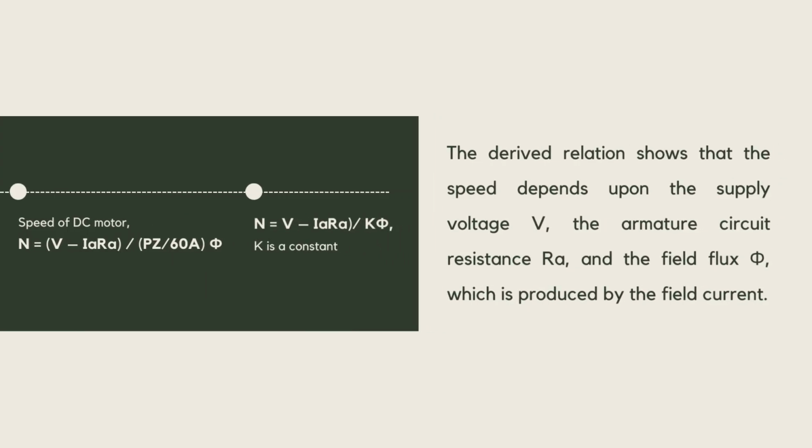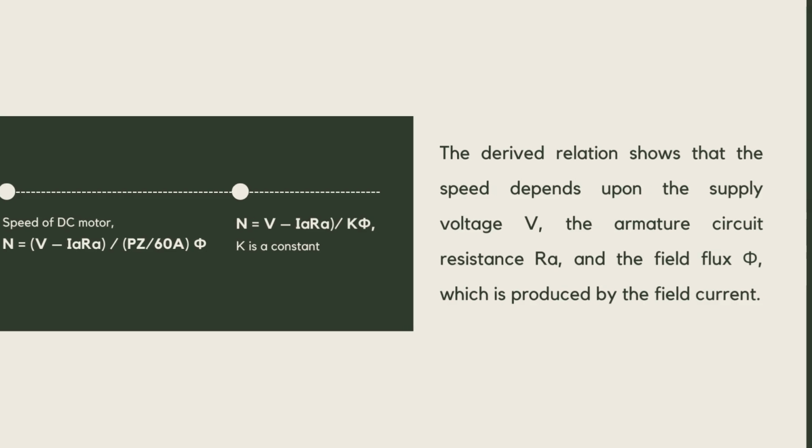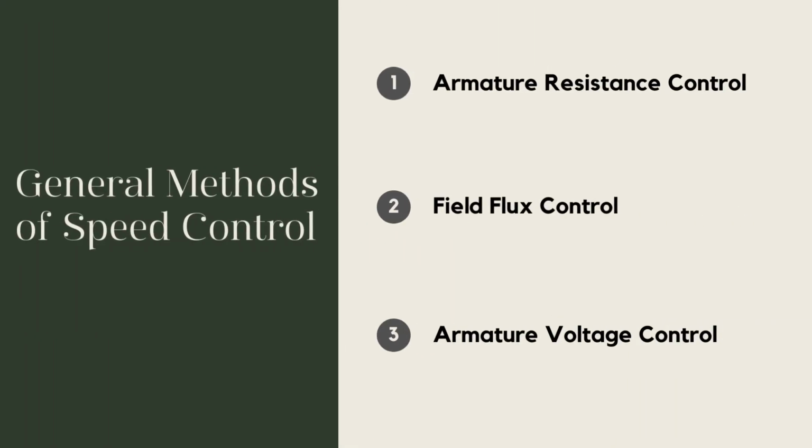From those equations, we derive the relationship of the speed of the motor. For a DC motor, A, P, and Z are constants. Thus, the relationship shows that the speed of the DC motor depends upon the supply voltage, the armature circuit resistance, and the field flux, which is produced by the field current. In practice, the variation of these three factors is used for speed control.